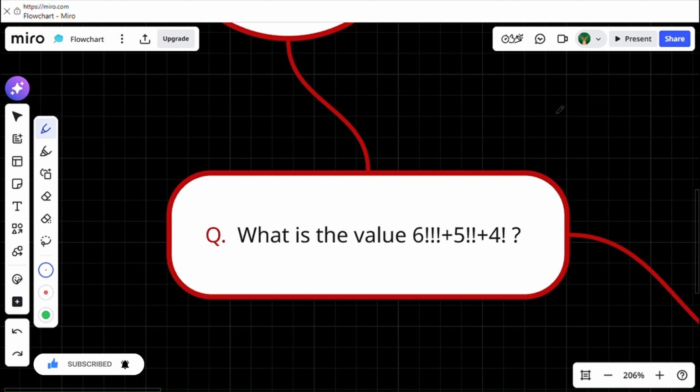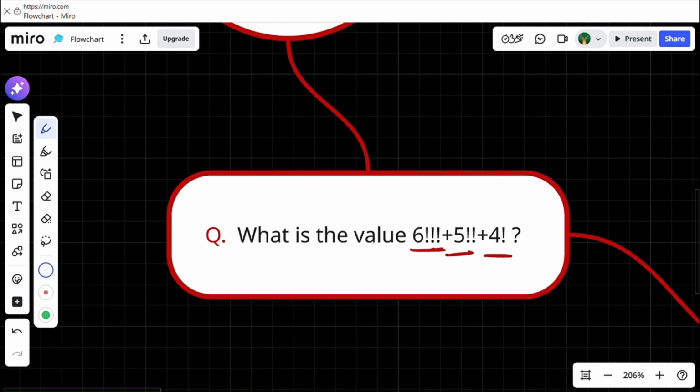I will solve a most viral question. What is the value of 6 triple factorial plus 5 double factorial plus 4 single factorial? Have you ever seen a question like this? Most students know what 4 single factorial means. Some know 5 double factorial, but 6 triple factorial is the most viral question now.